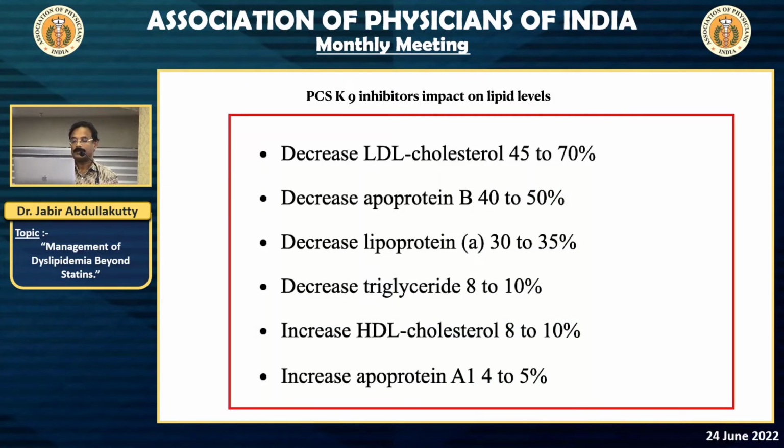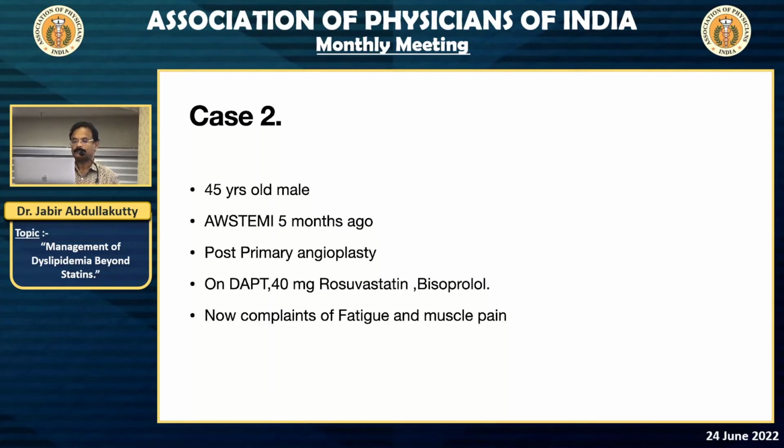So PCSK9 inhibitors reduce LDL cholesterol to the tune of almost 60%, reduce apolipoprotein B, reduce lipoprotein A, reduce triglyceride to a small level, increase HDL cholesterol to a small level, and increase apolipoprotein A1 by 4 to 5%. A 45-year-old, so this patient, we have to use a PCSK9 inhibitor. The only thing is the pocket toxicity. It costs around 20,000 rupees per injection, so 40,000 rupees per month, which is beyond the pocket of a large majority of the Indian population.